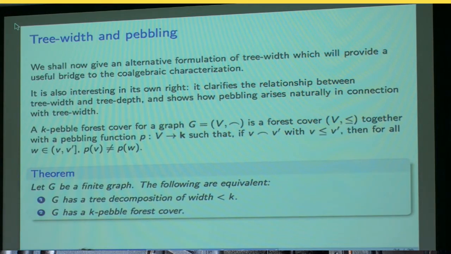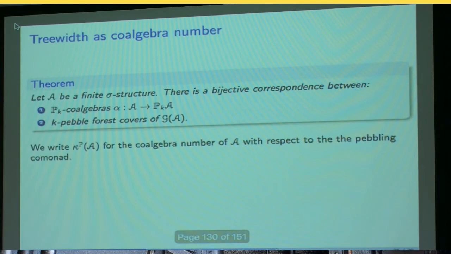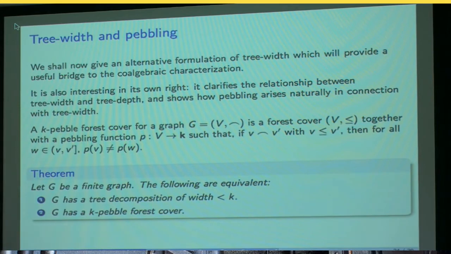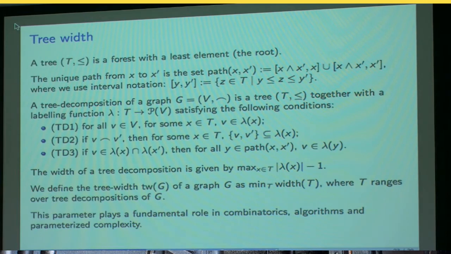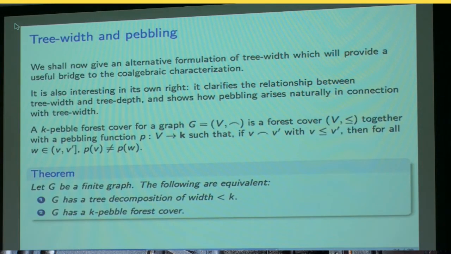And now the result is that the following are equivalent: you have a tree decomposition of width less than k, and you have a k-pebble forest cover. That is purely at the level of the combinatorial definitions itself. If you think about it, this looks very different to the tree decomposition definition that we saw here. There you had a tree standing over there labeling with sets of vertices from the graph, and now we're just ordering the vertices of the graph and pebbling them in this fashion. So it's not entirely obvious that they coincide. It needs a bit of a proof.